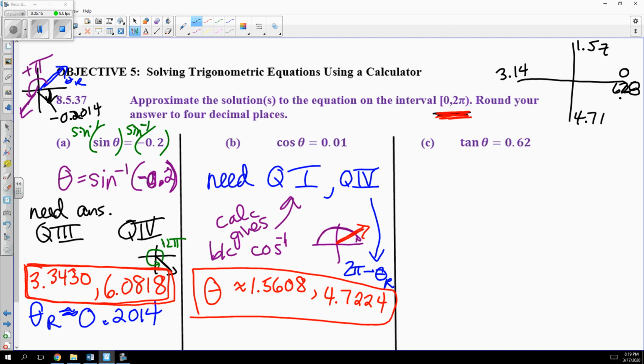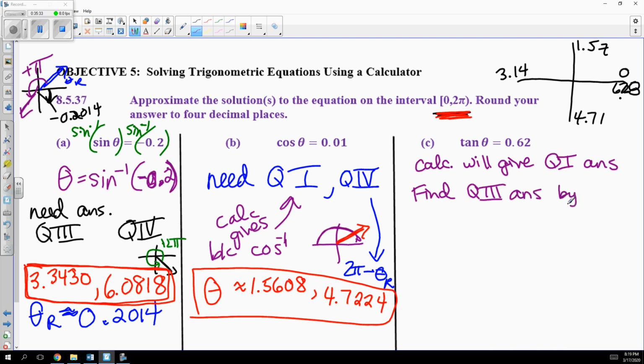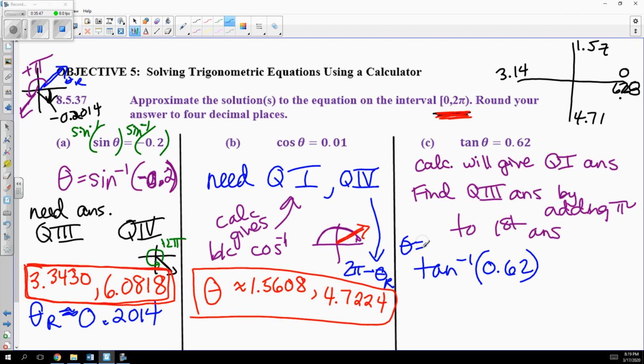Okay? Tangent. When you do inverse tangent, remember that inverse tangent only exists in quadrants 1 and 4, right? So because it's positive, your calculator will give a quadrant 1 answer. And so to find the quadrant 3 answer, which is where tangent is also positive, you add pi to the first answer. Okay, so you're going to do inverse tangent of 0.62. Theta is equal to that.